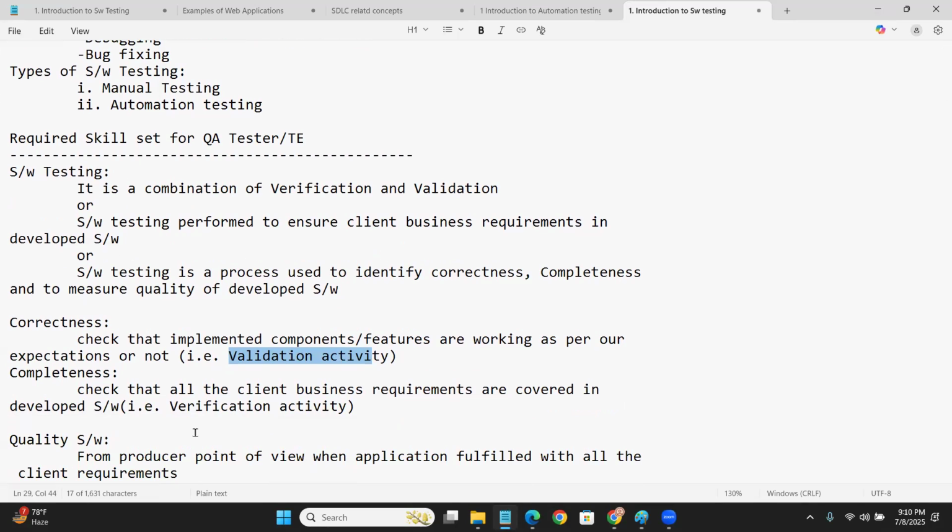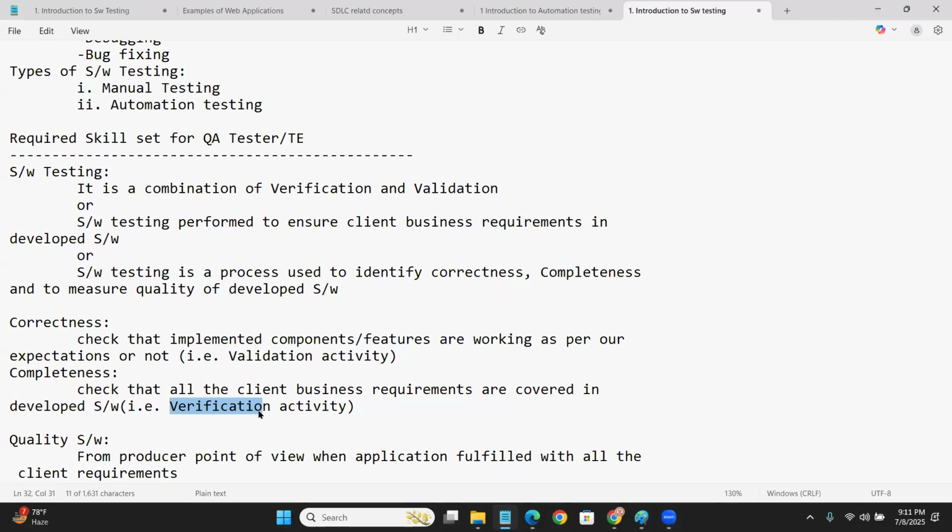Similarly, completeness. Completeness means checking what requirements are given by the client, and whether all the requirements are fulfilled in the application or not. That comes under completeness. This type of completeness, technically, we call verification activity.